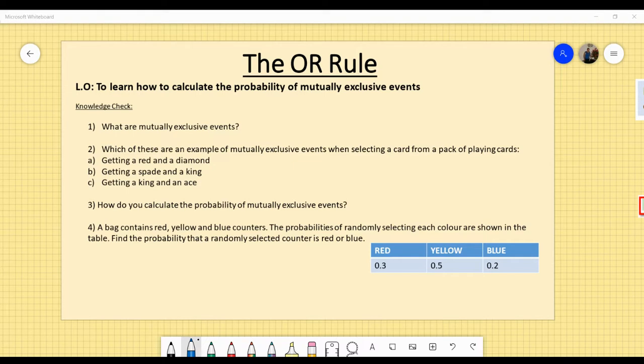work. So I want you to hit pause in a second, have a look at these questions, see what you can answer, use your Knowledge Organiser to help you, and then hit play when you're ready for me to go through it with you.